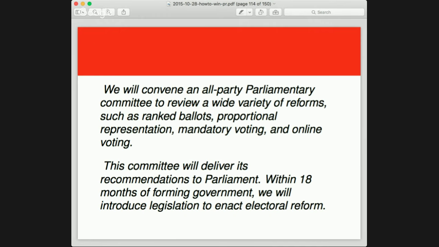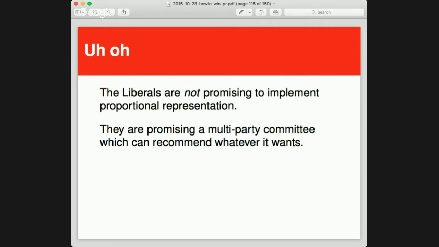There's nothing saying, oh, okay. All-party parliamentary committee to review a wide variety of reforms, such as ranked ballots, proportional representation, mandatory voting, online voting. Then the committee will develop its recommendations, and then there will be legislation. So no referendum, just legislation, right? They're evaluating all of these. They're not saying that they're going to do proportional representation. And they're just proposing this multi-party committee.